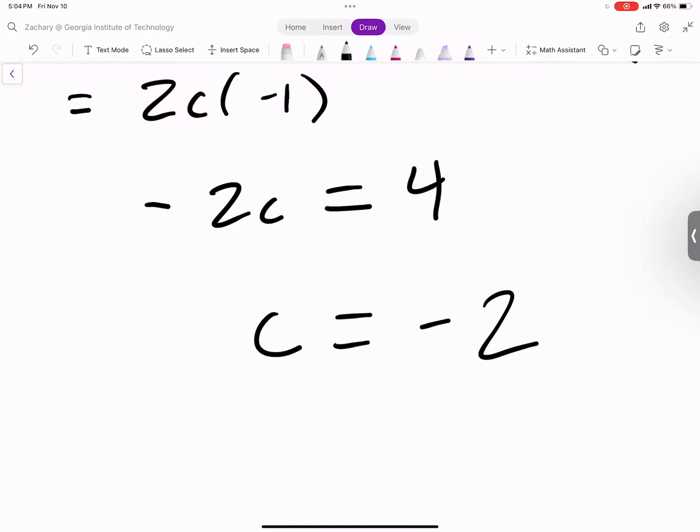Cool. This question looks scary. It's really not too bad. You just have to be careful which rows and columns you pick. And don't overthink it. All right. What other questions do we have?